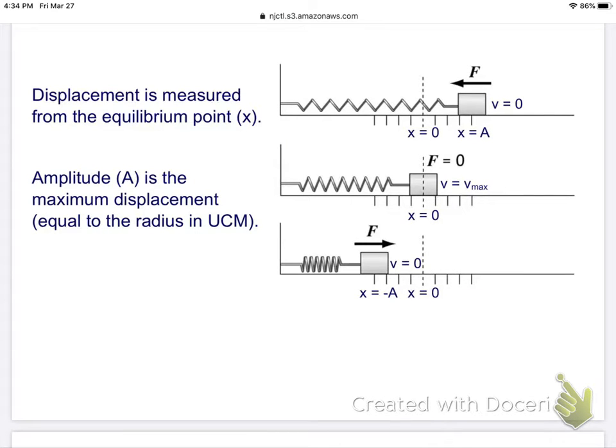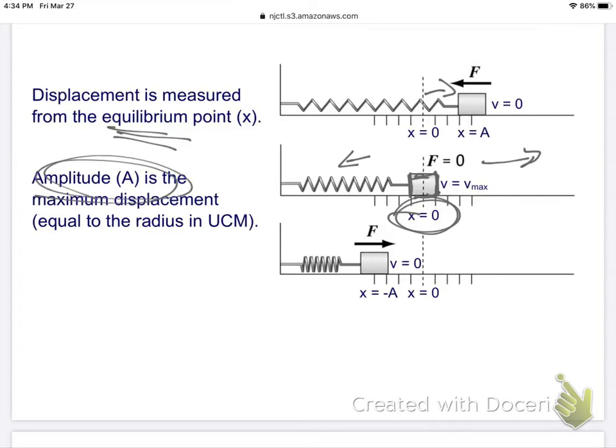Displacement: when it's at rest, neither squashing nor stretching the spring, we call that equilibrium, right? And equilibrium is known as x equals 0. That's the equilibrium point. The displacement is the distance that the object is traveling away from the equilibrium point. When that distance is at its maximum amount, we call that an amplitude.